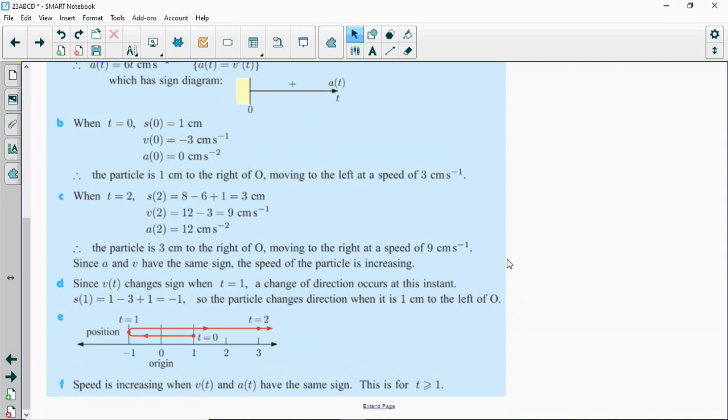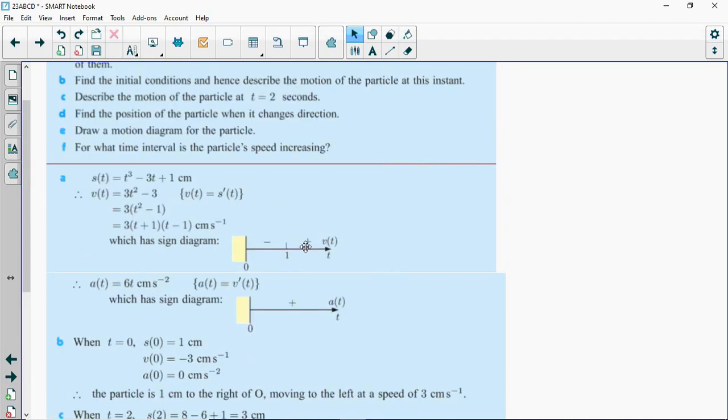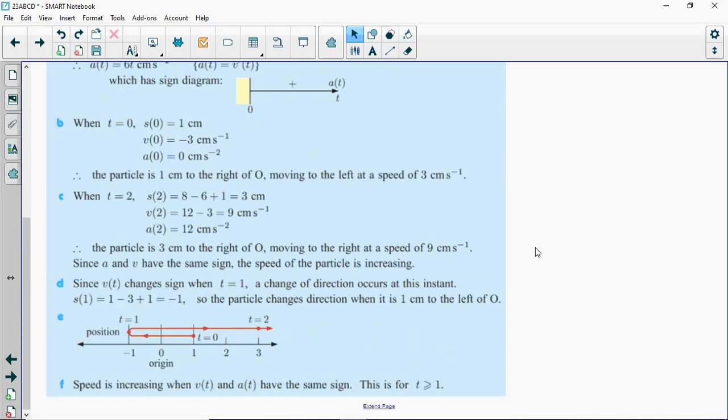Part E, again, not an IB type question. It's asking you to draw the motion diagram. The IB would never ask you to do that, but there it is. Part F asks when is the speed increasing, so when do the velocity and the acceleration have the same sign. For that, we look at our sign diagrams. You might say based on that that the answer is for t greater than 1, but the book's answer is t greater than or equal to 1, and this goes back to the whole function increasing or decreasing on an interval note from chapter 18 that I mentioned earlier.